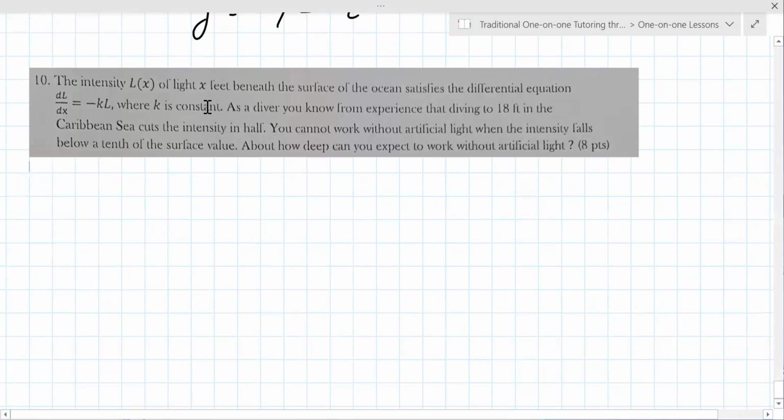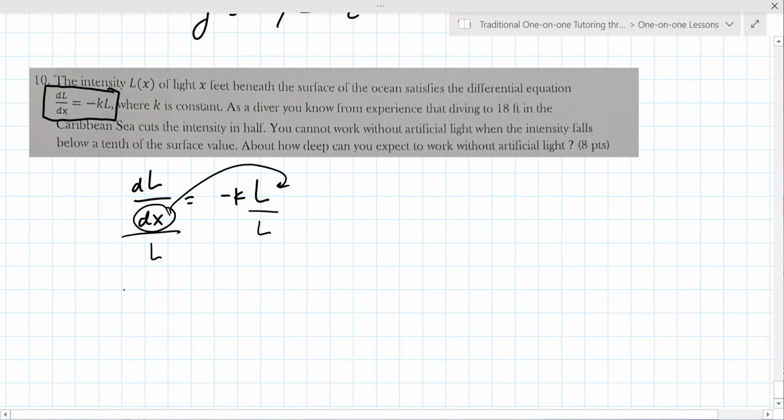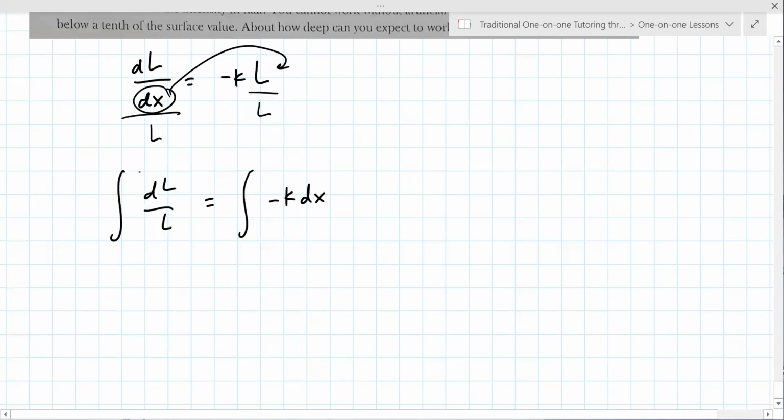So they give you a lot of words here, but the thing you're focusing on is this is your differential equation: dL/dx equals minus kL. So in this problem, L is like y. So you want to move the L over to the other side and move this dx over here. So it's the integral of dL over L equals the integral of minus k dx. All right, so how do we solve this? Well, we have to integrate the left-hand side. This is the natural log of the absolute value of L equals minus kx plus c.